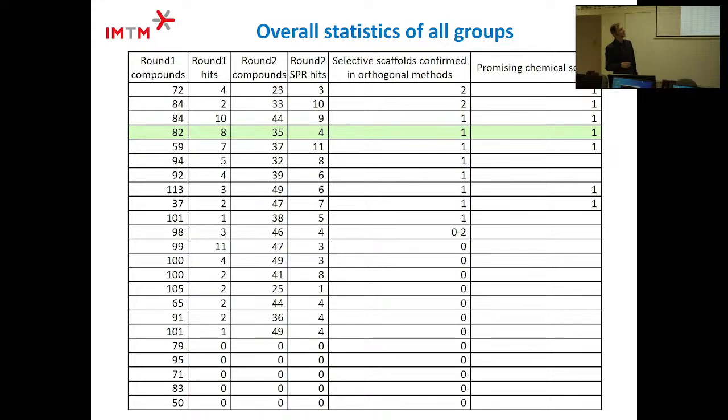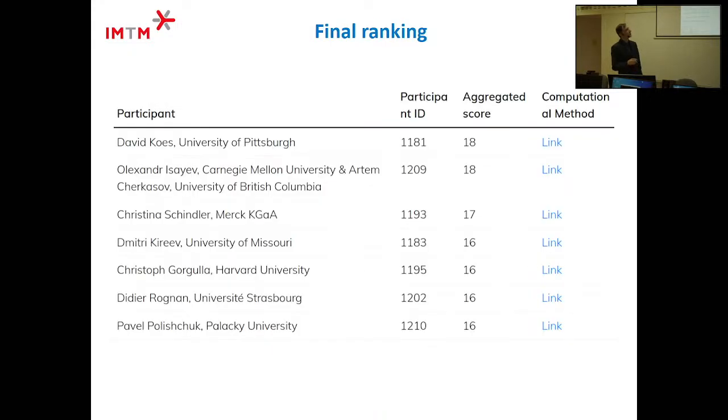So it may happen. And finally, all these groups were ranked by experts in medicinal chemistry, biophysics, and computational chemistry, who are well known. According to this rank, they summarized all scores from different groups. And here is the final list of, I would say, winners, because they selected the top 3 places. The first 2 places were split between David Koes from the University of Pittsburgh and Alexander Isaev in collaboration with Artem Cherkasov.